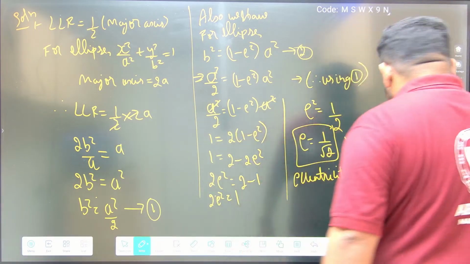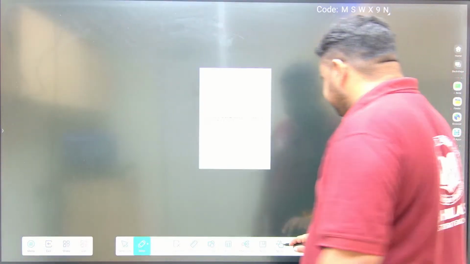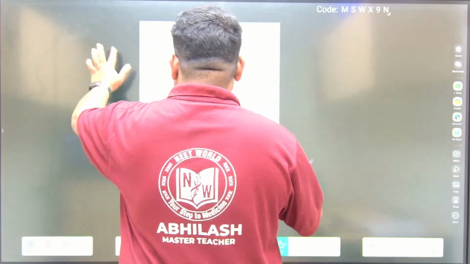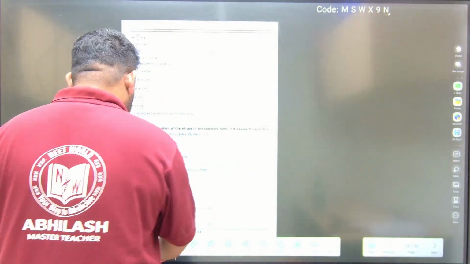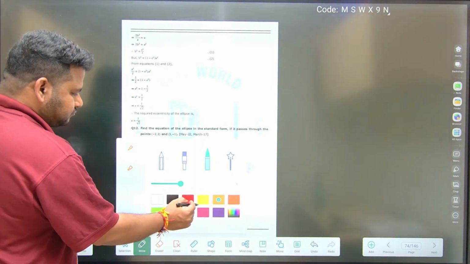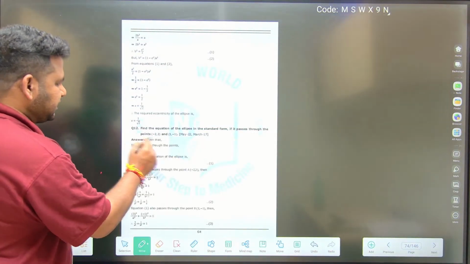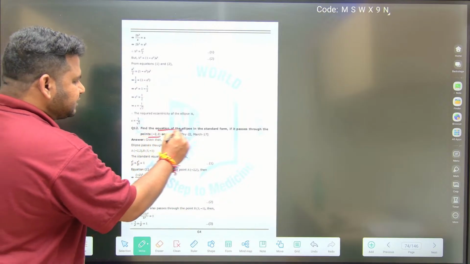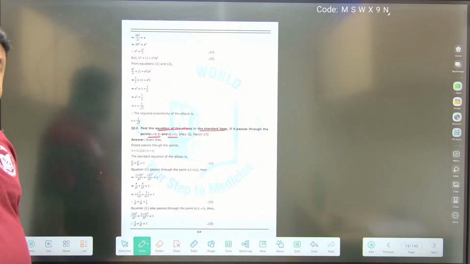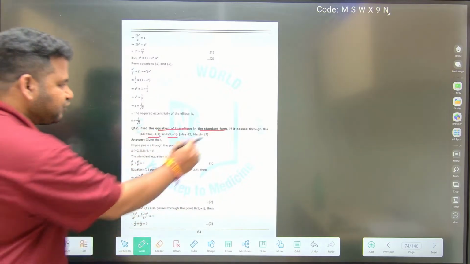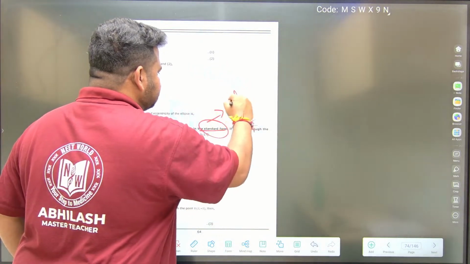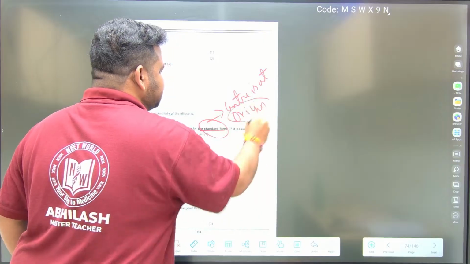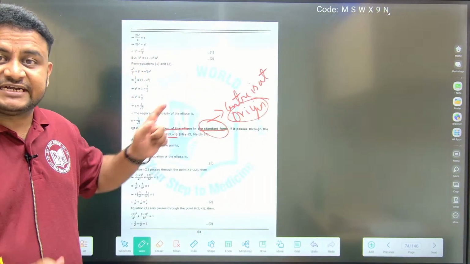Next question. So till now the equation of the ellipse was given, and they were asking for eccentricity or something like that. Now look at this question, 12th question. They say it passes through minus 2 comma 2 and 3 comma minus 1, and they are asking us to find the equation of the ellipse in standard form. Standard form here refers to the center being at the origin. Whenever they say standard form, you have to know that the center is at the origin.